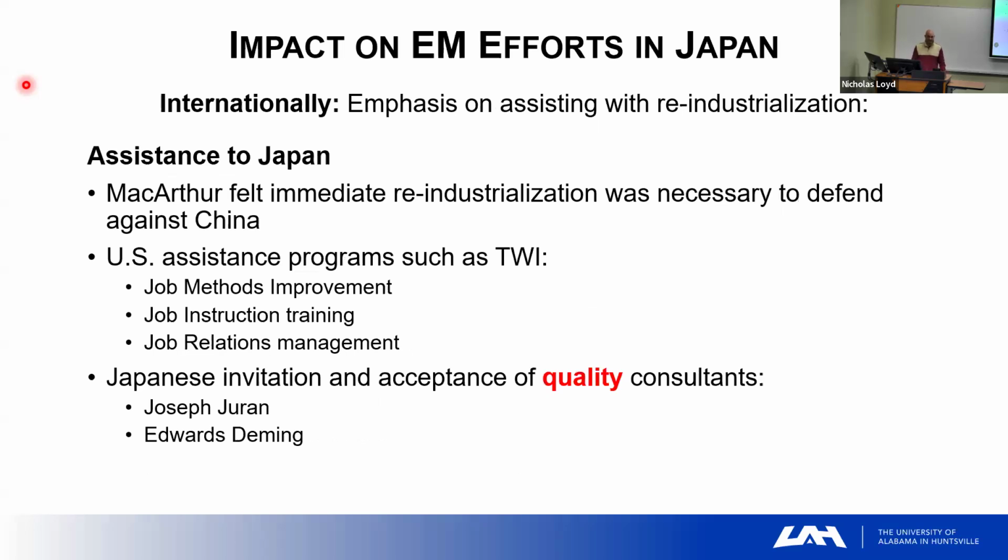In Japan, totally different story. General MacArthur was the supreme commander of the Asian front there to help Japan rebuild, and they wanted to help Japan rebuild their industry immediately. Strategic location there, near China.